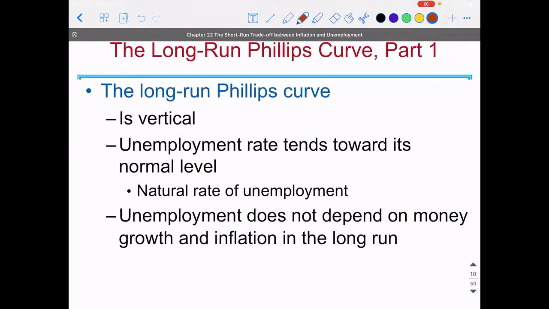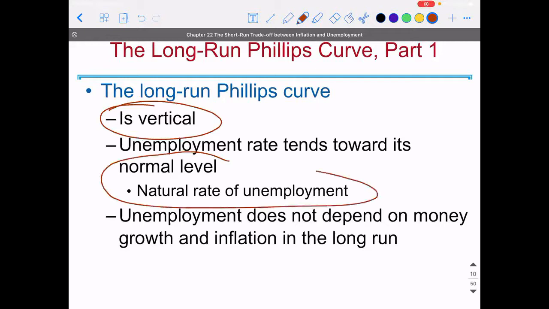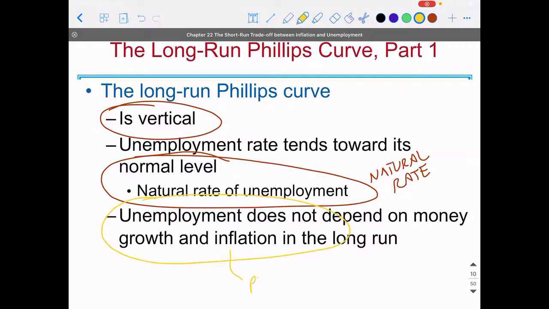The long run Phillips curve is not downward sloping. It's completely vertical. The unemployment rate is basically uncontrolled. It's at the natural rate, which is just determined by the resources and the natural technologies that you have in the economy. So policymakers have no control over unemployment in the long run. All they can control in the long run are prices.